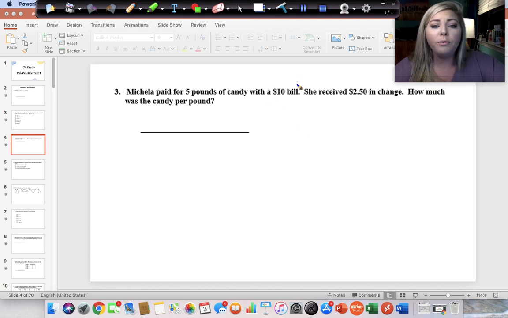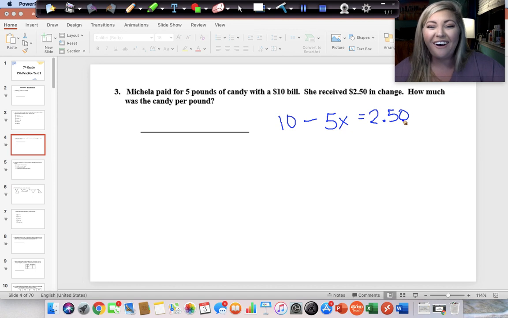Okay, so what we want to do is start out with that $10 bill because that's our beginning, right? And what we want to take away from that, because we're buying something, we are getting rid of that money, right? So we are taking it away, and that is going to be 5 pounds of candy. We don't know how much that price is right now, so we're going to put a variable for x. And then when we get our answer, it's going to be the change that we will receive in the end. So 10 minus those 5 pounds of candy times how many dollars those pounds of candy are will give us our change, which is $2.50.